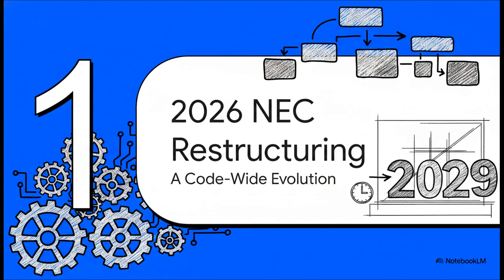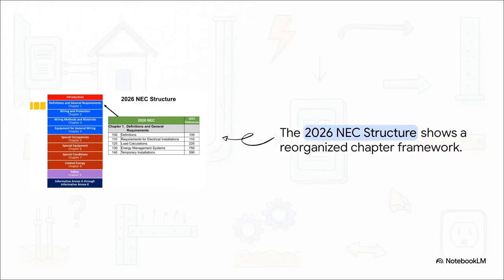Okay, Part 1, the 2026 NEC restructuring, a code-wide evolution. To really wrap our heads around the specific rules, we've got to zoom out and look at the macro layout first. The code-making panels actually shifted entire neighborhoods of rules. Why? Well, they're laying the groundwork for a massive reorganization scheduled for 2029. The code is basically pulling these previously scattered systems into a much more cohesive, color-coded structure. By centralizing definitions and wiring methods, it's becoming so much easier to navigate, which is absolutely crucial as our infrastructure takes on more complex, high-voltage systems.